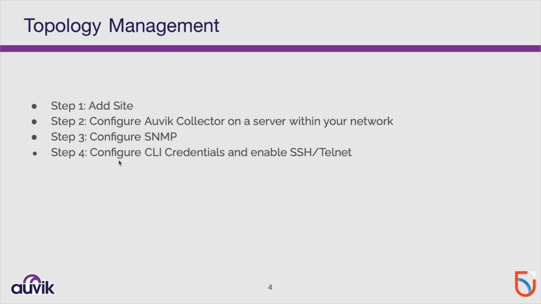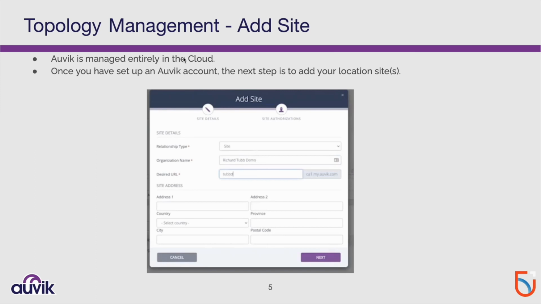The reason why we have to configure CLI credentials inside the Auvik dashboard is because the Auvik dashboard is able to automatically run commands such as show commands and a bunch of different commands to automatically populate the logical topology and physical topology. So our first step is going to be to add a site. Like I said, Auvik is managed entirely in the cloud. So once we have an Auvik account set up in the cloud, the next step is just to add our location within Auvik. I'm going to go through this demo of doing this right now.